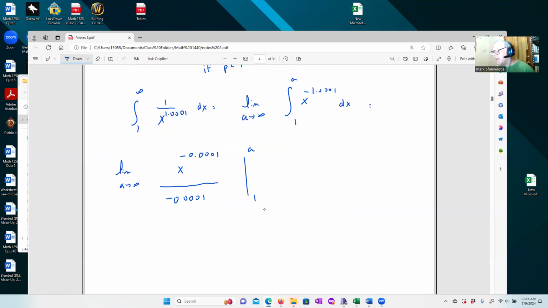So let's go ahead and type these things in. Actually, let's do one more thing first. Let's change our signs, change the limits of integration. This is the limit, so a goes off to infinity. X to the negative 0.0001. We're going to be going from a to 1 divided by 0.0001, so leaving 0 in here.